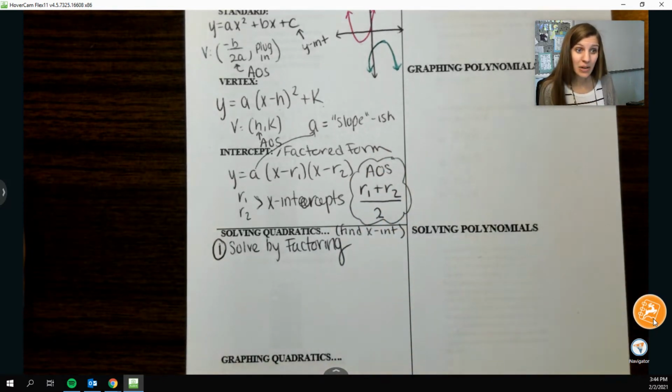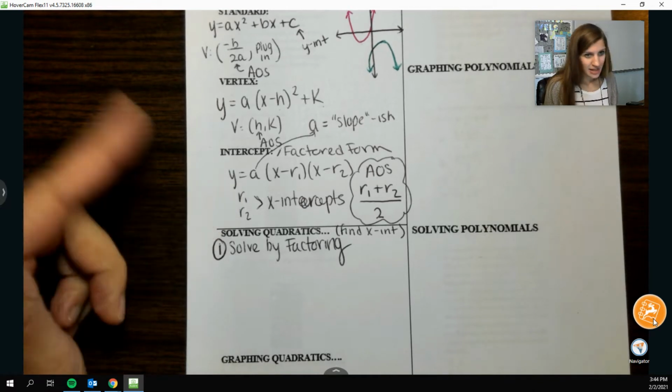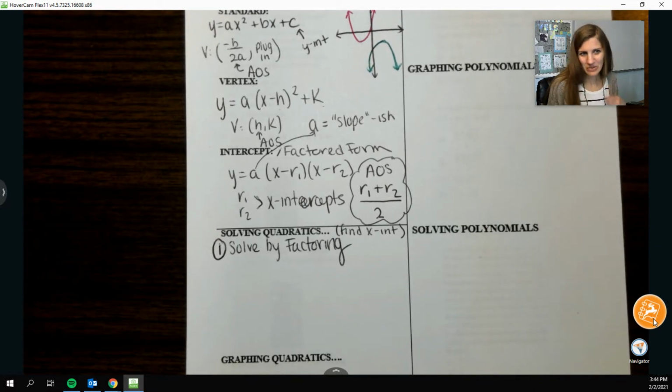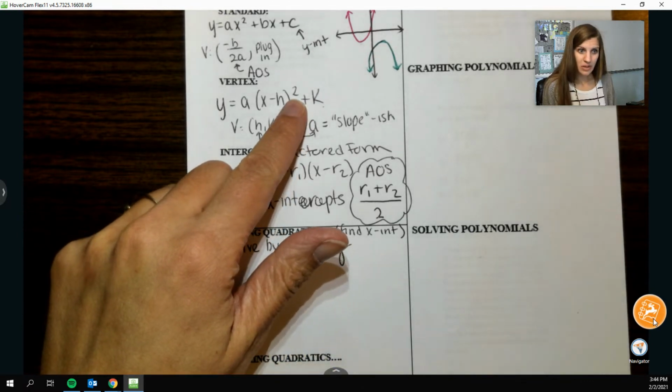Oh my gosh, I forgot to tell you why they call them r. They're roots. They like to call them roots. I don't know. Must have to do with the square root.